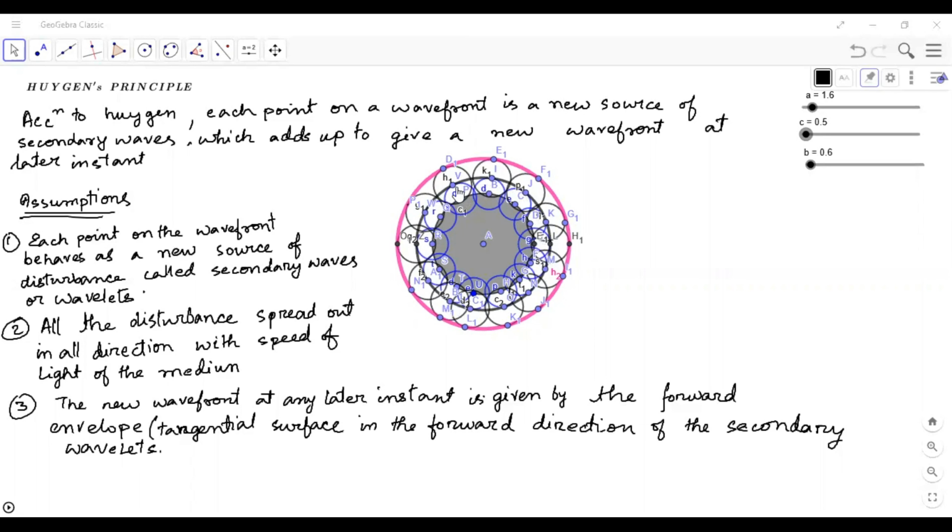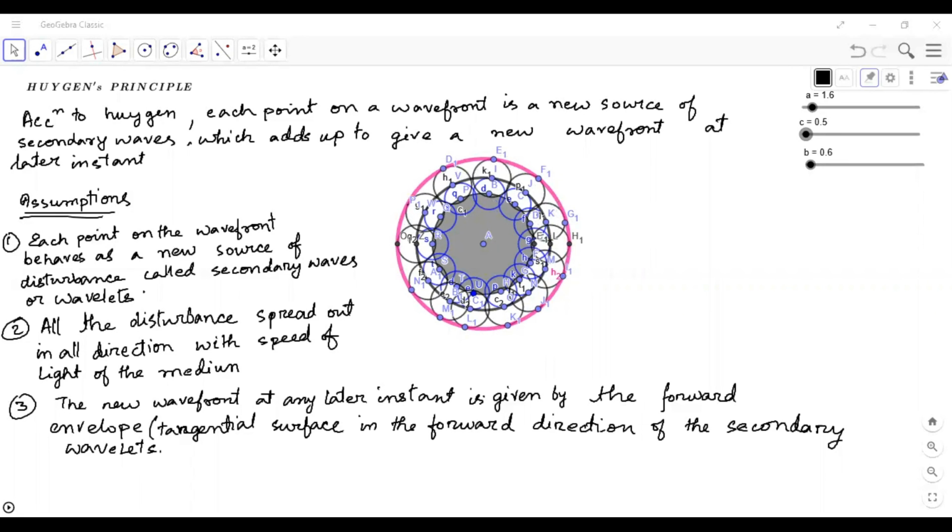Again, if you consider a few points over this black circle, they will be behaving as a point source, and they will be emitting light in all directions. Again, you will be having certain circles in the third layer, and when you form a tangential surface in the forward direction corresponding to these secondary wavelets in the third layer, this pink circle is going to be your new wavefront, a third version of the wavefront. And it continues: these points will behave as new sources of light, emitting light in all directions.